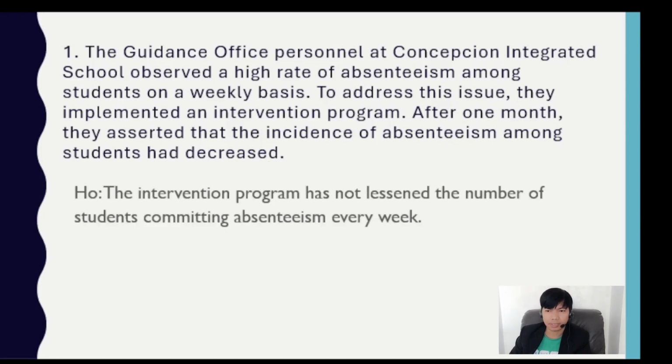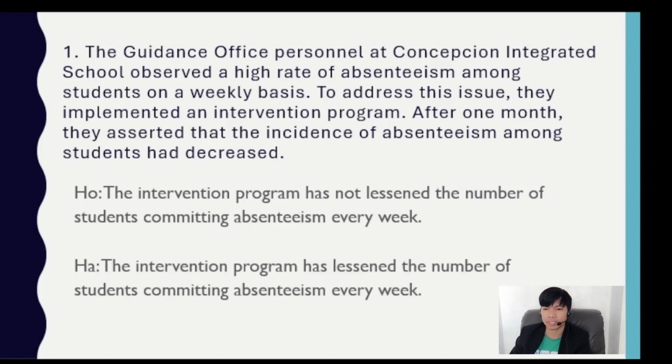So the null hypothesis can be written as: the intervention program has not lessened the number of students committing absenteeism every week. So this null hypothesis assumes that any observed decrease in absenteeism is due to random chance or other factors unrelated to the intervention program. The alternative hypothesis, on the other hand, can be written as: the intervention program has lessened the number of students committing absenteeism every week. The intervention program has significant impact on reducing absenteeism among students.